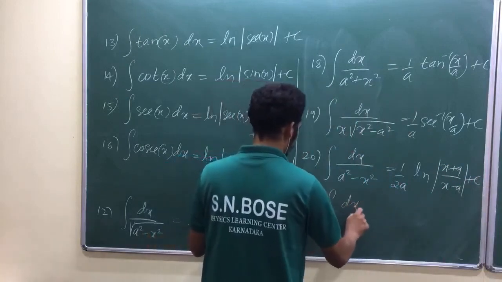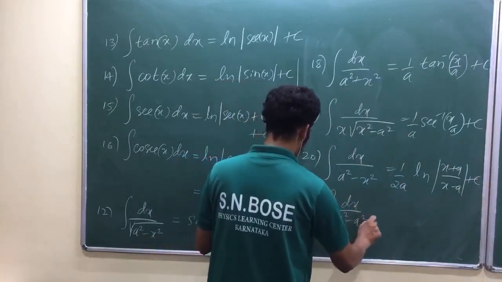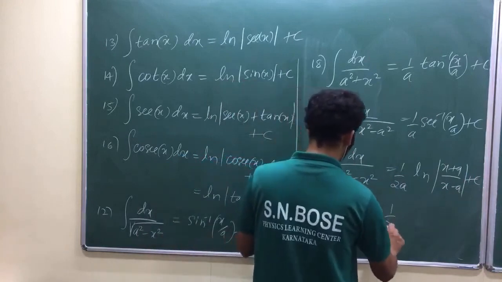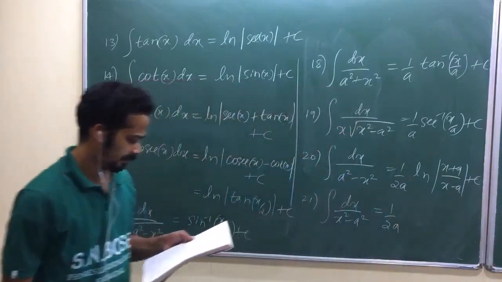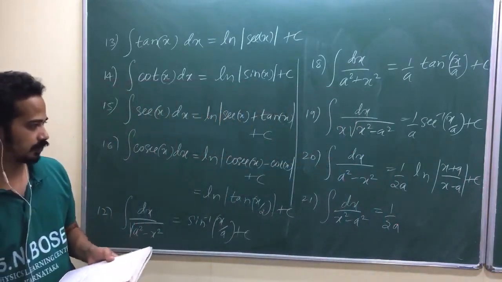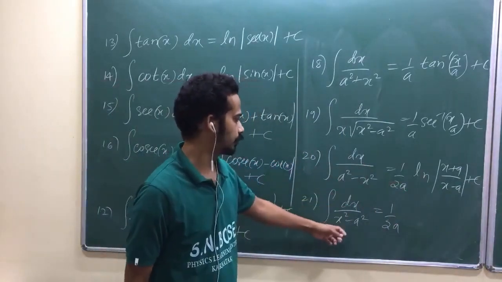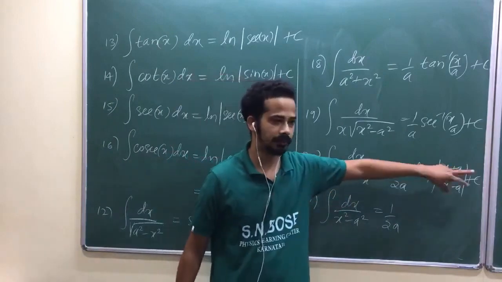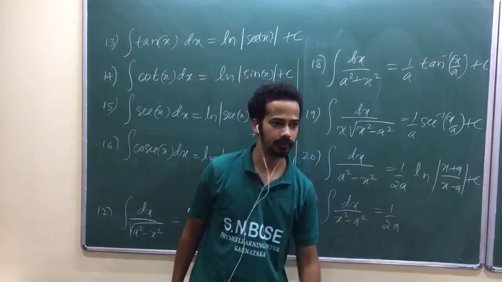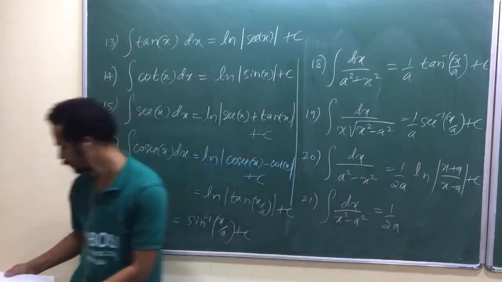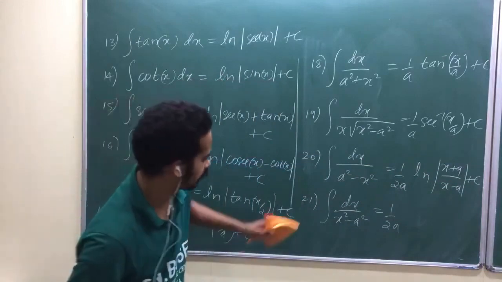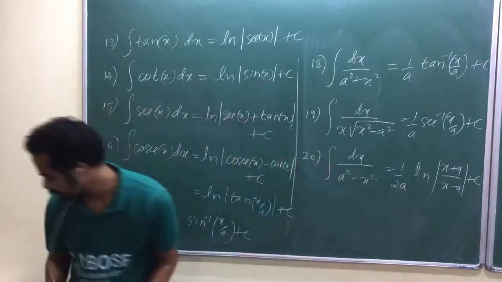Integral of dx by x square minus a square is equal to 1 by 2a. Yeah, what is the difference? Only one negative sign, am I right? You can change one negative sign. You don't have to do this one, isn't it? This will be reversed. Log of minus, so that will be reversed. Again, that's not any different one.